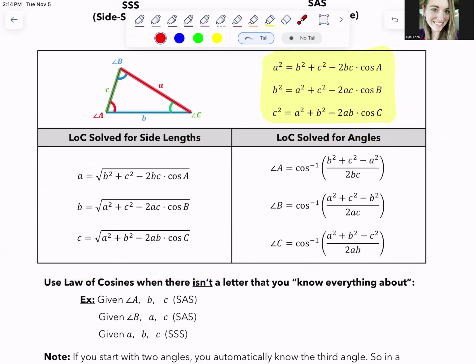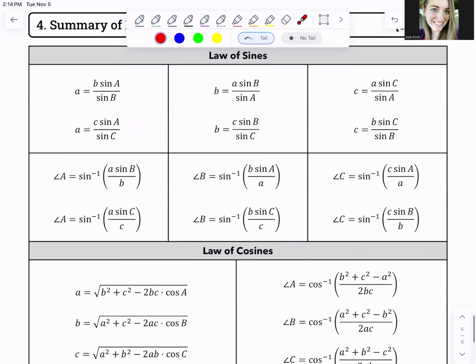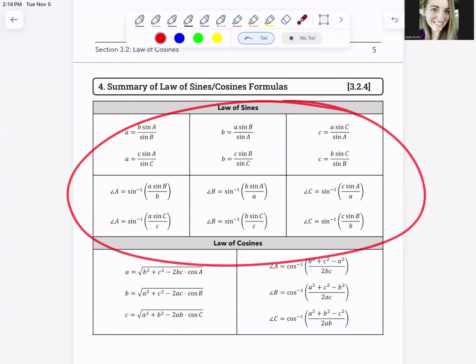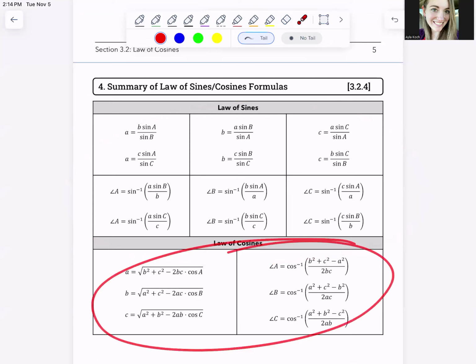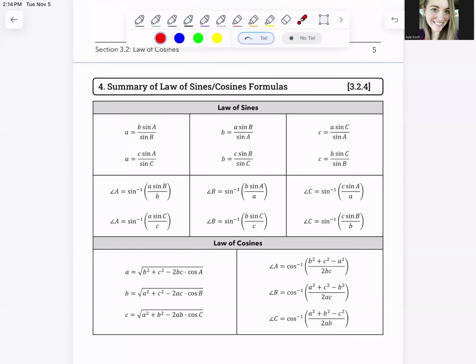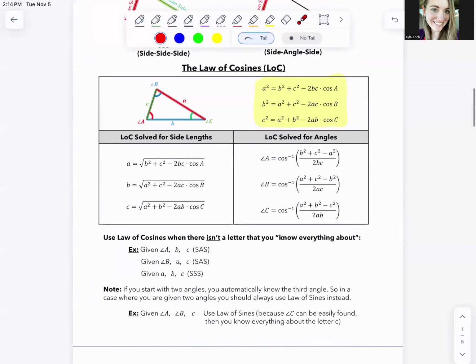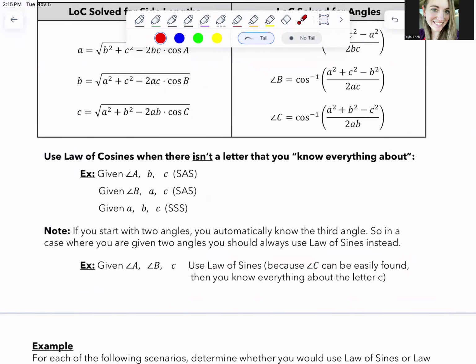The very last page here, you'll notice I did something nice here. I put all of the law of sines formulas here, so all the possible rearrangements of law of sines, as well as all of the law of cosines. And I will put these on the test. You can have these formulas. And by put them on the test, I mean you will be allowed that formula sheet on the test.